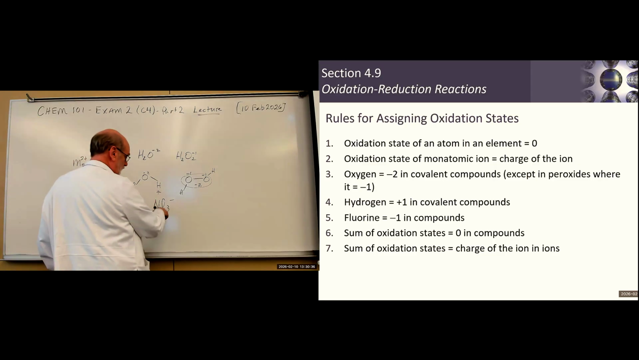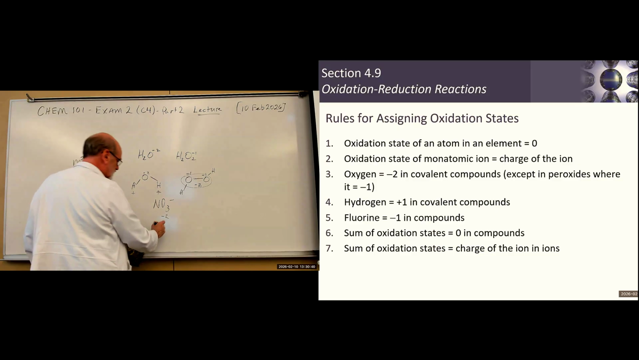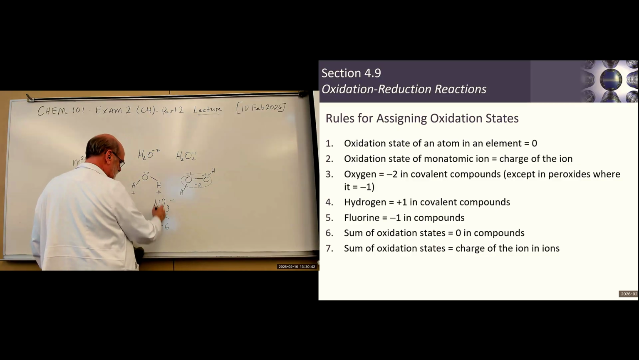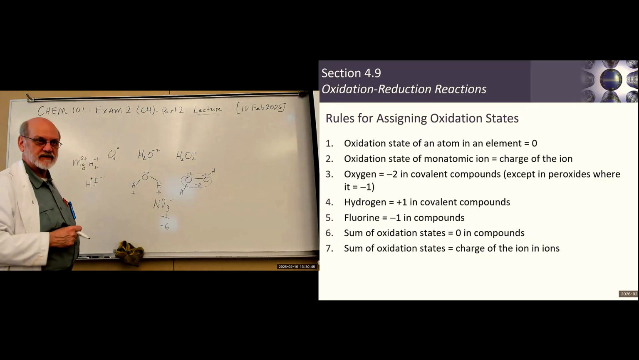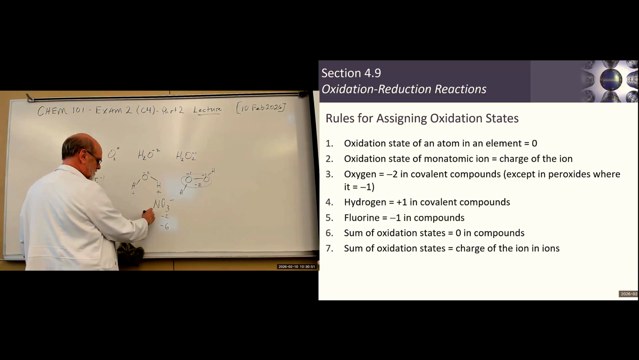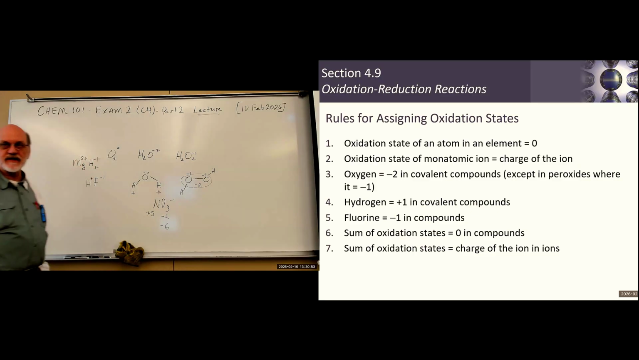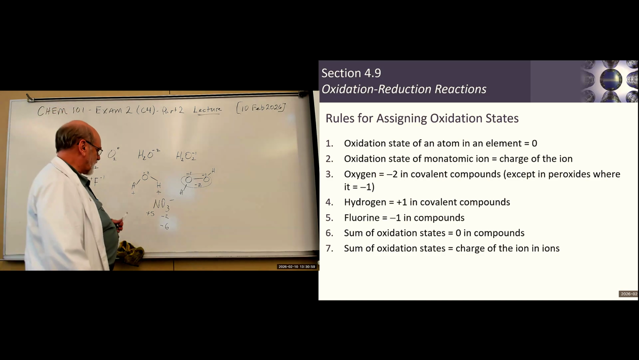So in this case, oxygen would be -2, wouldn't it? We just said that. That means -6 total for all these oxygens, right? So what would nitrogen have to be to leave us with 1-? Plus 5, and the minus 6 is minus 1. Okay. That's an example of calculating.